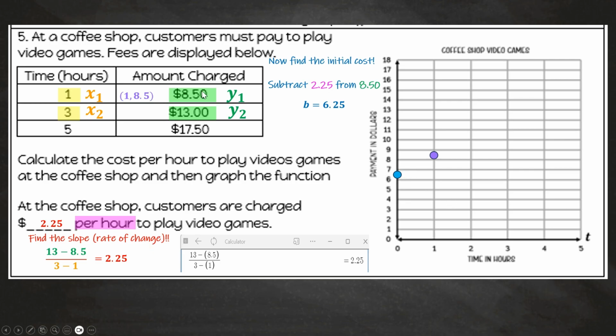At 1 hour, we can just look at our points, 1 and 8.5. Our next point is 3 and 13, right up here. And then 5 and 17.50 is all the way up here. Then we connect the points. You'll notice that this line stops here because we can't have negative time. Our graph should go from 6.25 and continue on, because you can continue playing video games for an unlimited number of hours. Then we should have an arrow on this side.